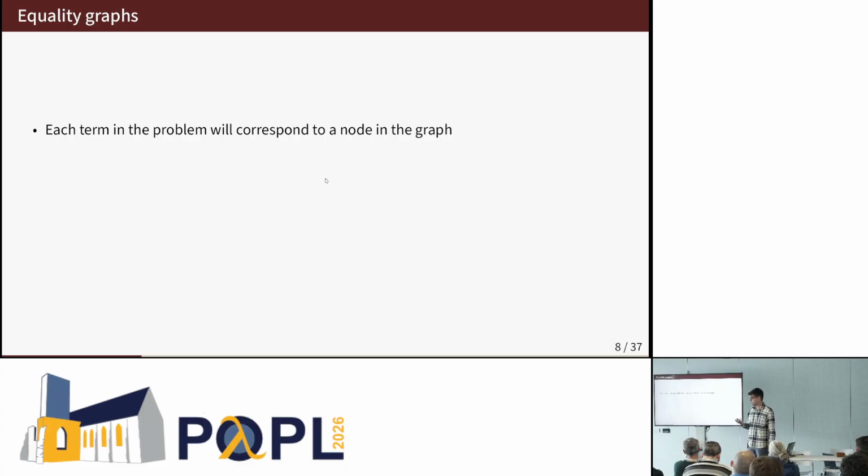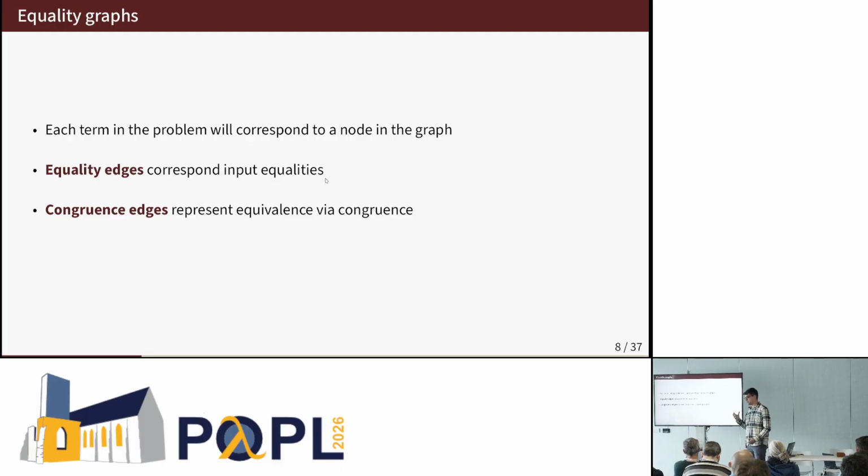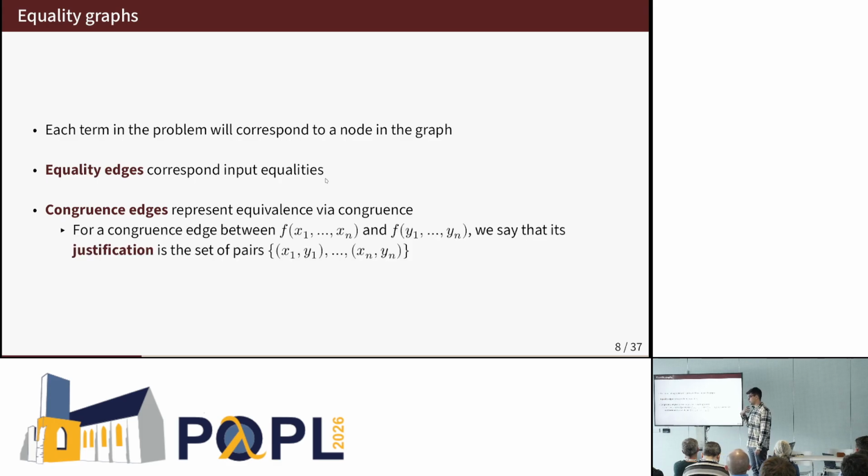And the graph is going to have two types of edges. The equality edges correspond directly to the input equalities given to the congruence closure. And we're also going to have congruence edges, which represent an equivalence that we derived via congruence. So a congruence edge is going to have what we call a justification. So the justification for a congruence edge between two function applications is going to be the set of pairs of terms that are the arguments of this application.